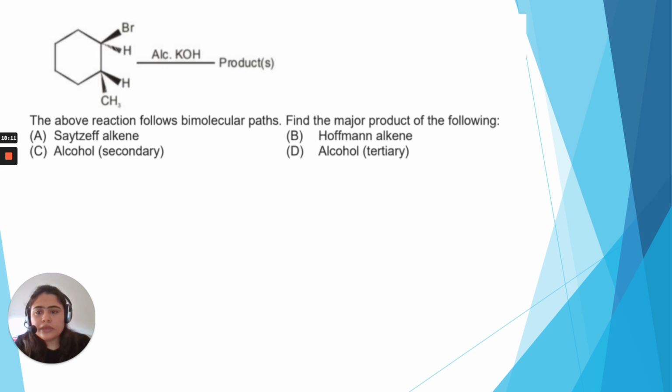Now we come to the next question, that is the cyclohexane. In that, at one position it's bromo, at two position it's methyl. We are treating with alcoholic KOH. This alcoholic KOH, the above reaction follows the bimolecular path. Find the major product of the following. Whenever there is alcoholic KOH, we do a substitution. No, not substitution. There is an elimination reaction with the alcoholic KOH.